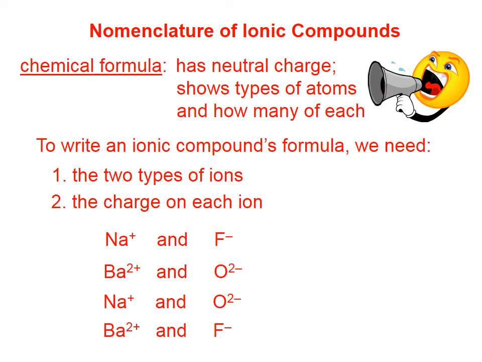Nomenclature of ionic compounds. A chemical formula has a neutral charge for a compound. It shows the type of atoms and how many of each. To write an ionic compound's formula, we need 2 things: the 2 types of ions and the charge on each one. So in this first example, we've got Na is a 1+ and F is a 1-. If I put one of each of those together, that's going to give me a neutral compound. The next example, a Ba is worth 2+, O is worth 2-. If I put one of each of those together, that would be a neutral compound.